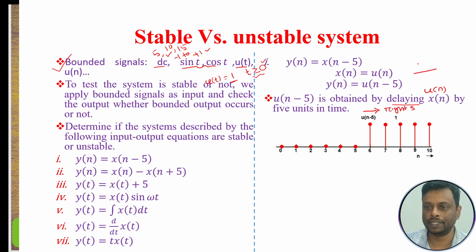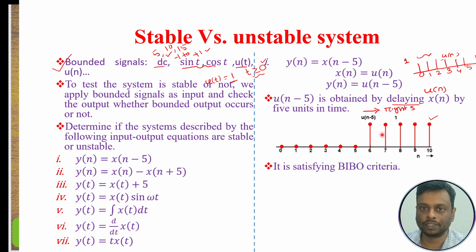So if we right shift u of n, this is u of n, with points 0, 1, 2, likewise. We are right shifting u of n by 5 units in time. So this is 3, 4, 5, 6, likewise. This is your u of n minus 5. You can see in u of n minus 5 the amplitude is 1. It is always 1 because it is a unit step signal, so it never goes to infinity. Therefore, it satisfies the BIBO criteria, and the system is stable.